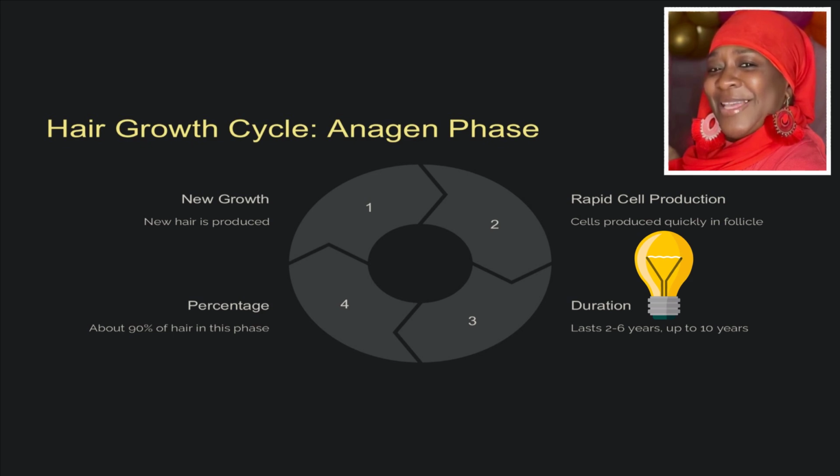About 90% of hair is in the anagen phase at any time. This phase lasts 2 to 6 years, but can last as long as 10 years. This is why some people's hair doesn't grow beyond a certain length, while others can grow extremely long hair.